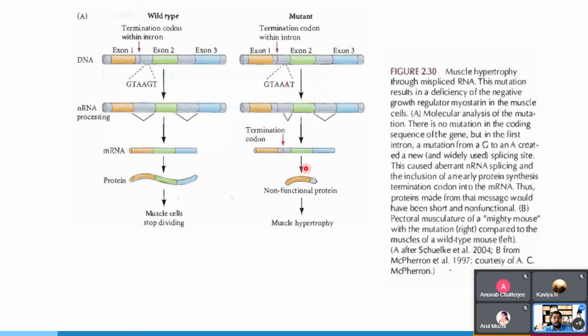So in the wild type we have a functional myostatin, and in the mutant we have a non-functional myostatin. Myostatin works to stop the muscle cells from dividing, and thus the growth of muscles stops at the particular time. But a non-functional protein obviously cannot stop the muscle cells from dividing, and a lot more muscle cells are produced. Muscle hypertrophy is there, and the mighty mouse is generated, essentially with a lot more muscles.